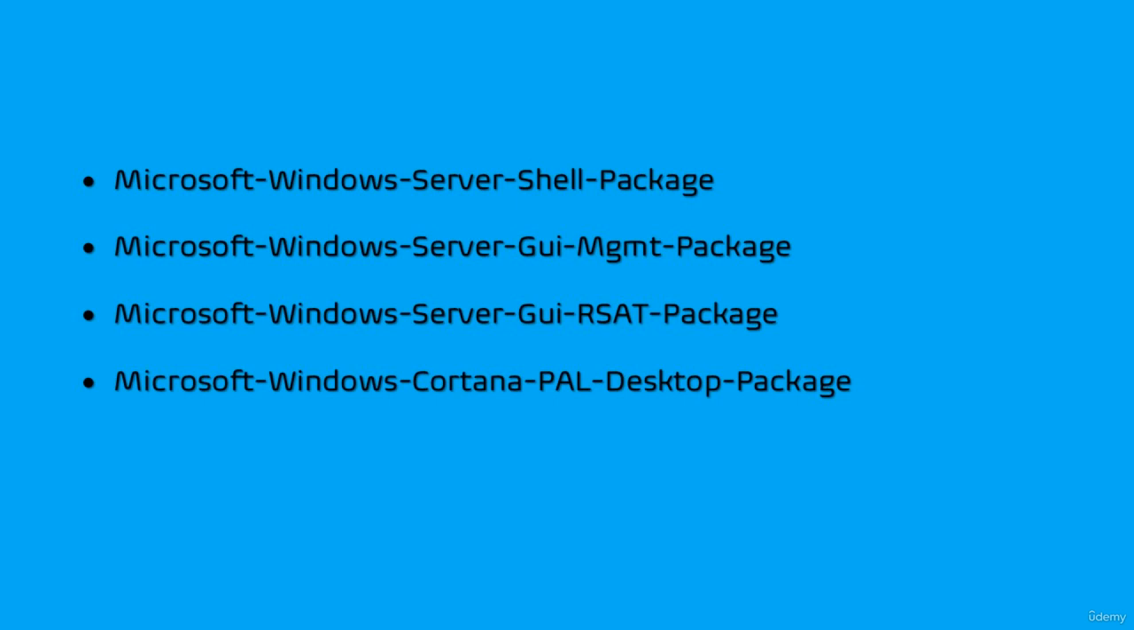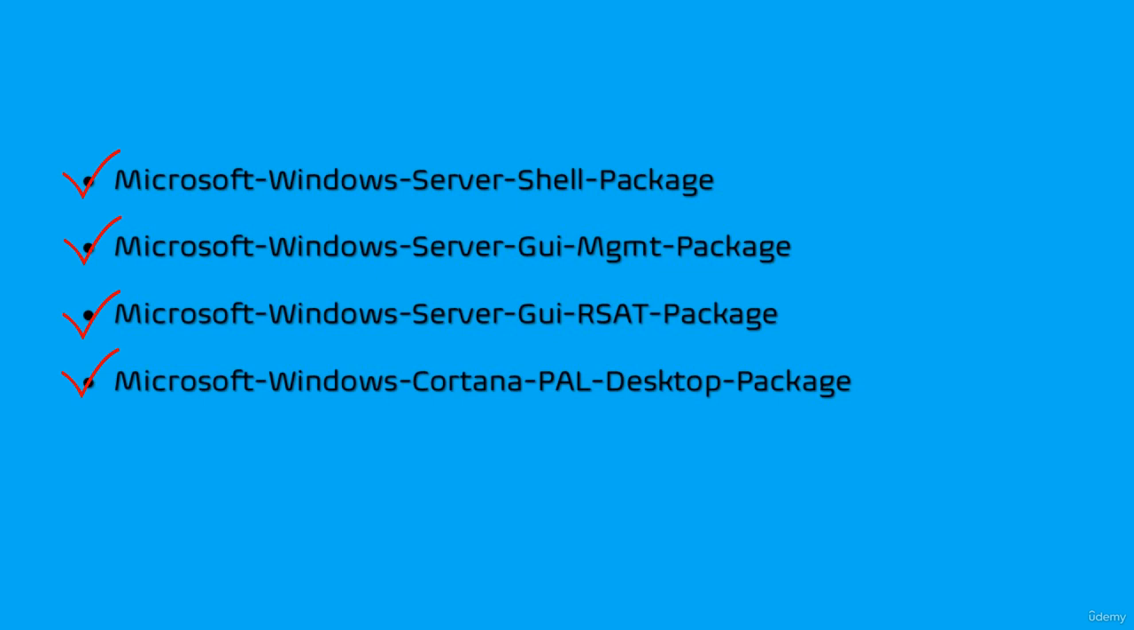So when you finish installing Server Core on a system and then sign in for the first time, you might just be in for a bit of a surprise. See, the main difference between the server with desktop experience installation option and the Server Core is the Server Core does not include the following GUI shell packages: Microsoft Windows Server Shell Package, Microsoft Windows Server GUI MGMT Package, Microsoft Windows Server GUI RSAT Package, and Microsoft Windows Cortana PAL Desktop Package. So in other words, there's no desktop in Server Core, and that, my friends, is by design.